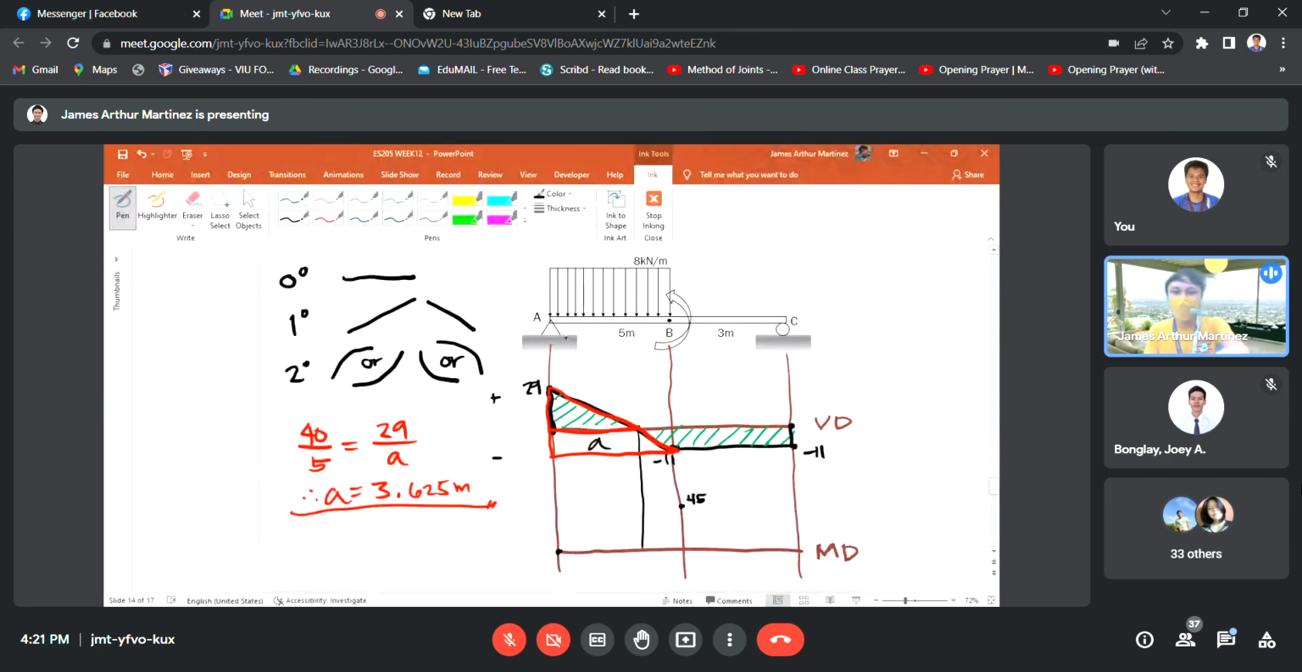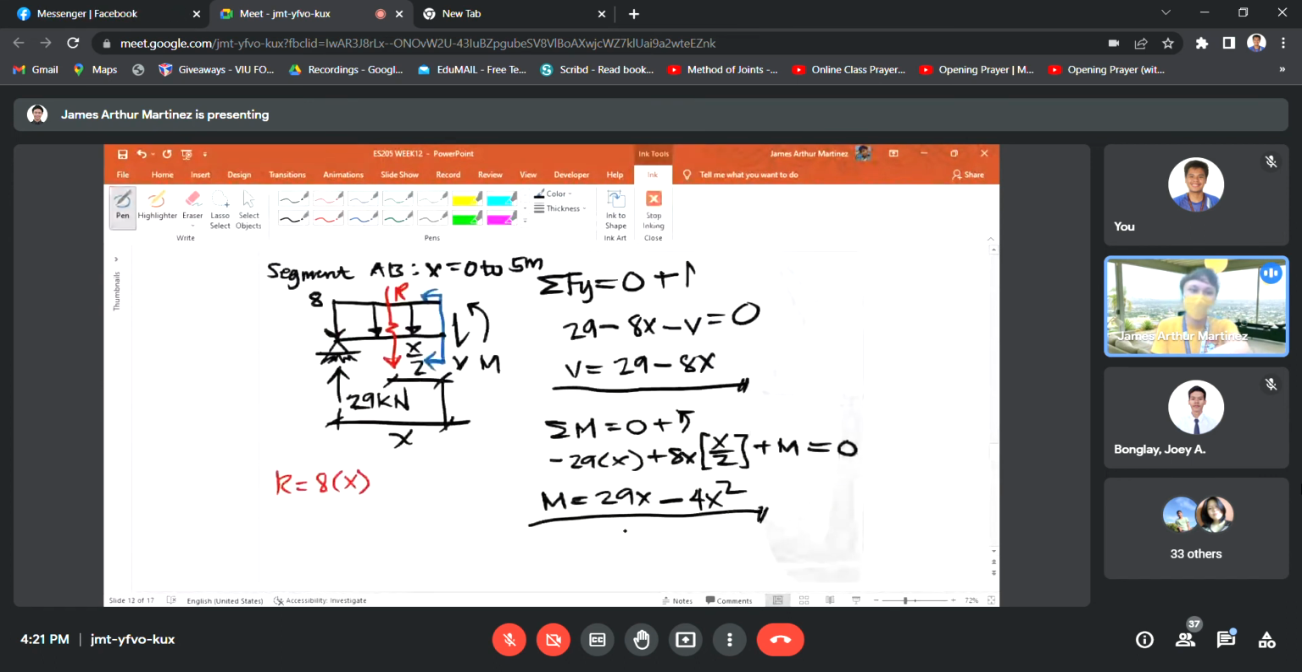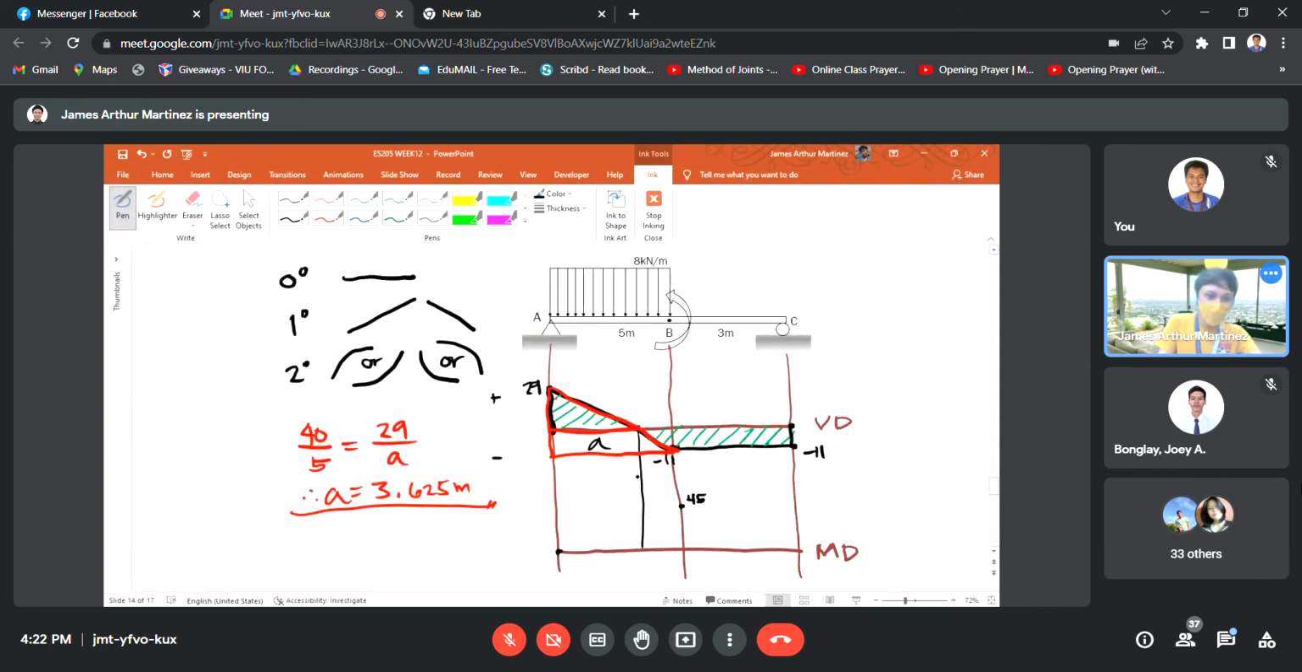In the equation of the moment for segment A to B, we substitute the value of x distance, 3.625. So, 29 times 3.625 minus 4 times 3.625 squared, you have a moment equal to 52.5625. So, higher than 45, right? So let's plot that point here. I'll just delete this part so that it's not messy.